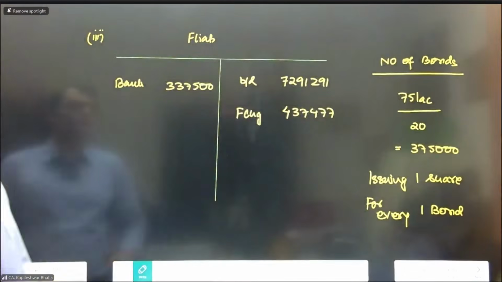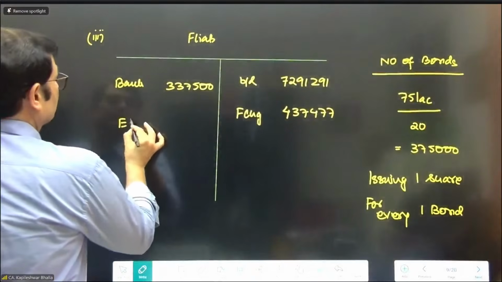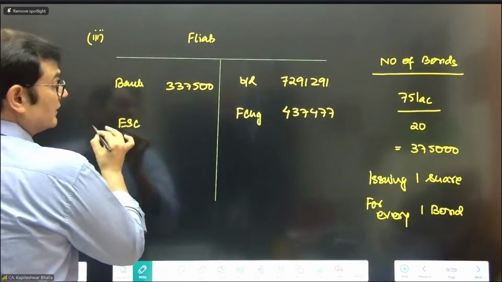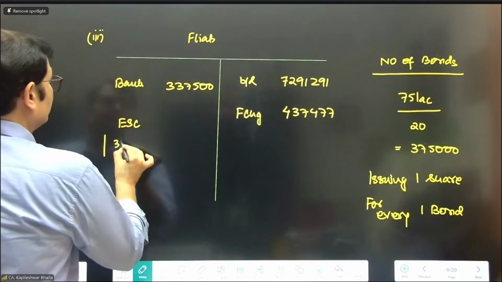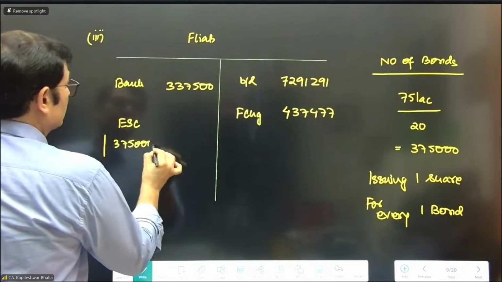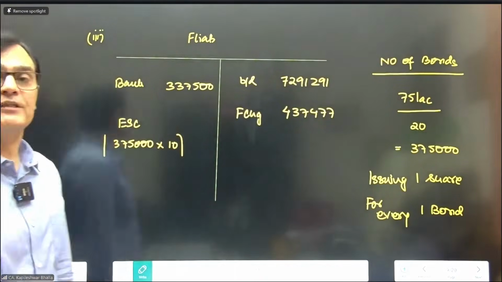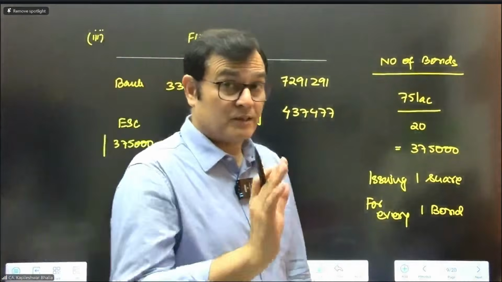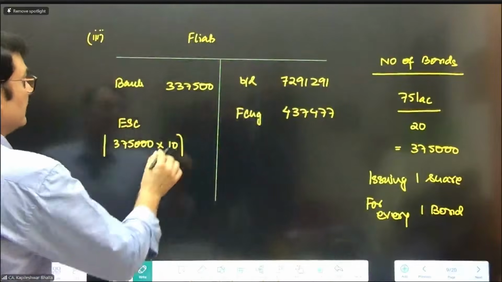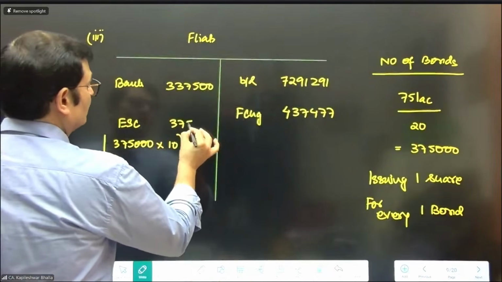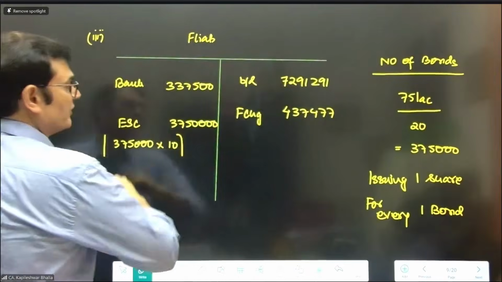So in this case, what do we do? We will write down equity share capital. We are going to issue 3,75,000 shares, assuming the face value is 10. So we're going to issue 37,50,000 of the share capital, that is face value.